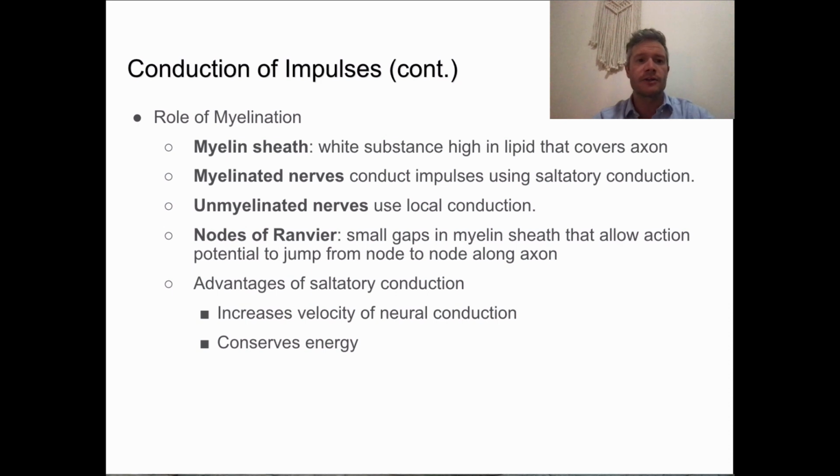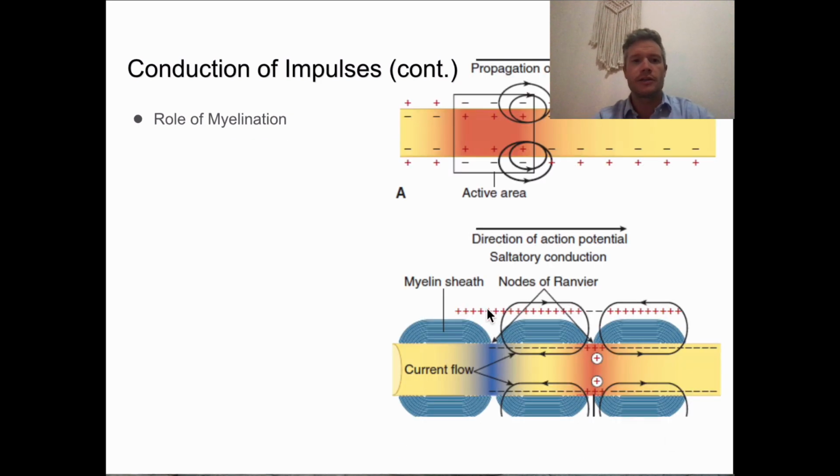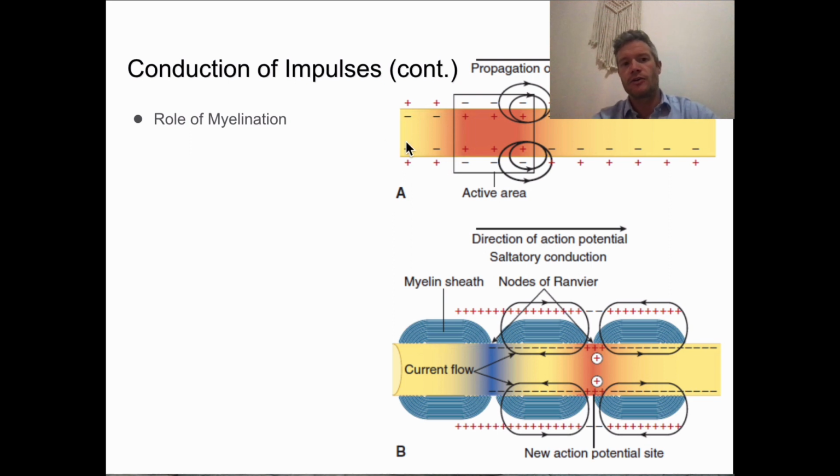So how does that look? Well, here we have our unmyelinated axon or nerve cell, and we can see this local action potential propagating down the cell body. We see our influx of sodium, and then outflux of potassium, which allows this active signal to be conducted down.